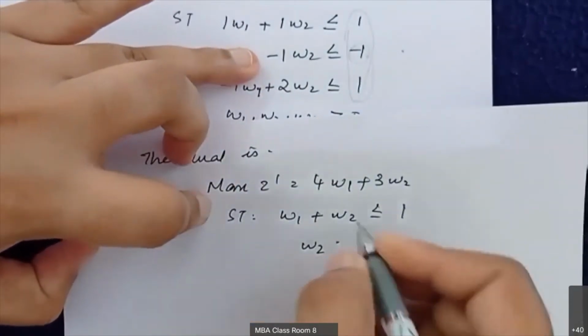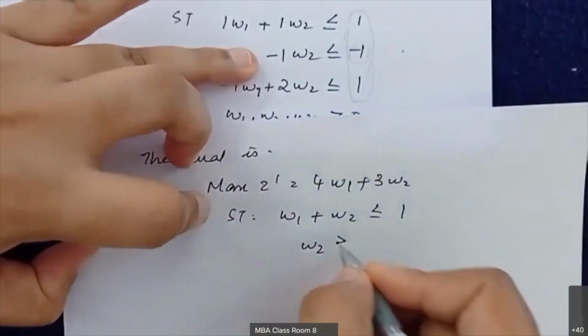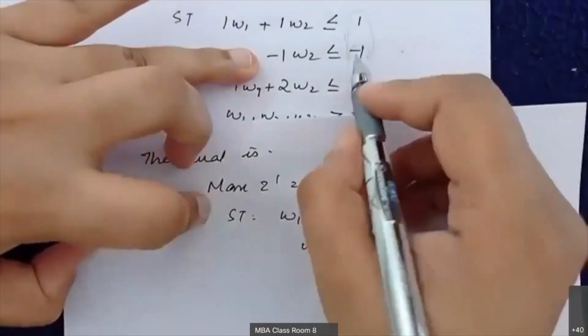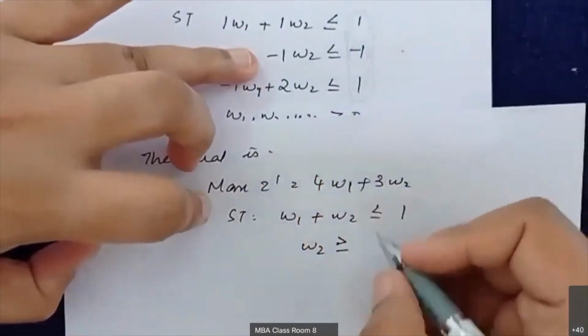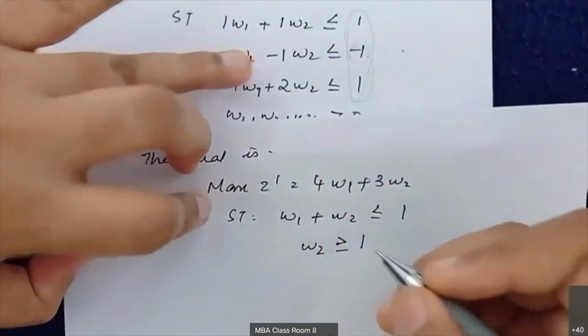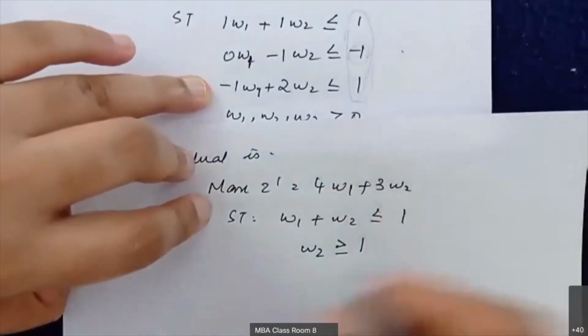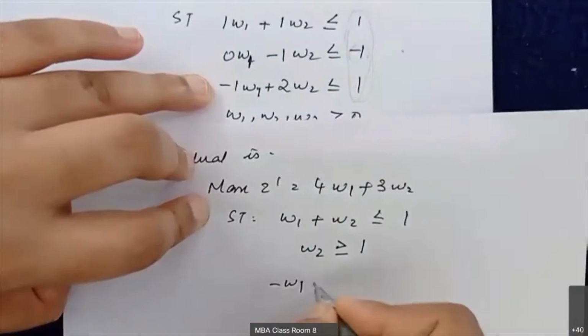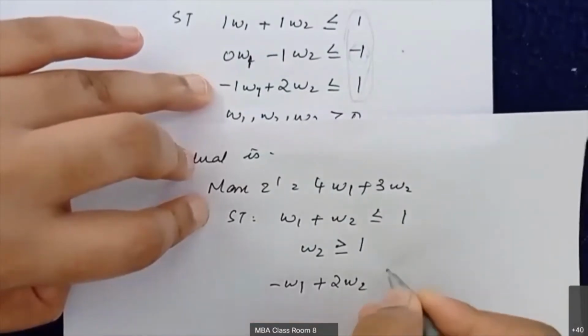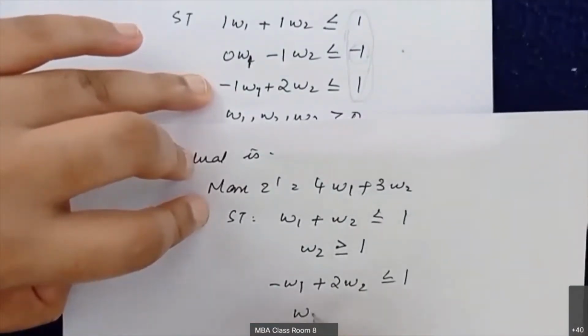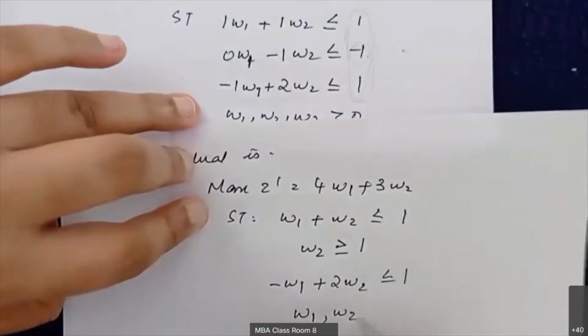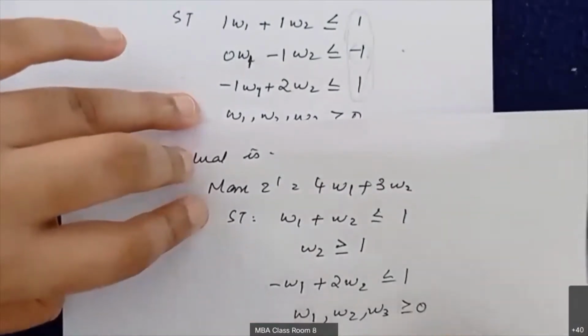So w2, the symbol will reverse. It will be greater than 1. Here we have -1 into -1, so here we have 1. The third constraint will remain the same because it has a positive right hand side: minus w1 plus 2 into w2 less than or equal to 1. And the inequality constraints: w1, w2, w3 are all greater than 0.